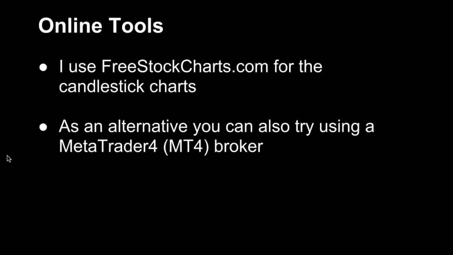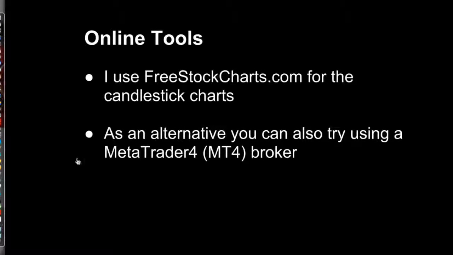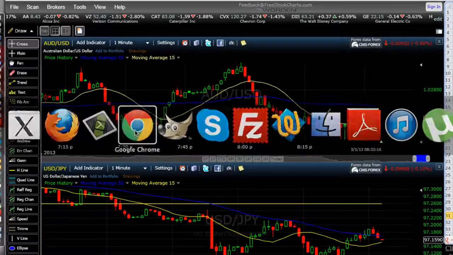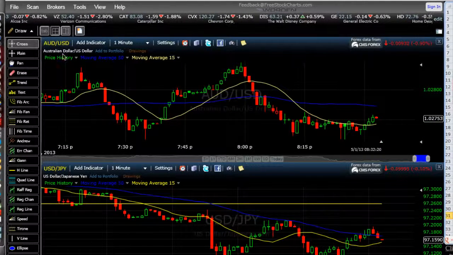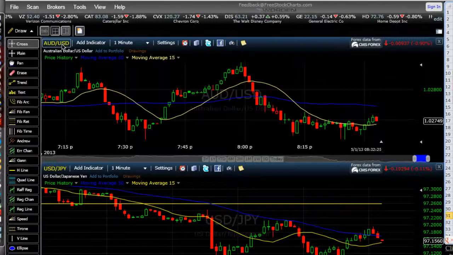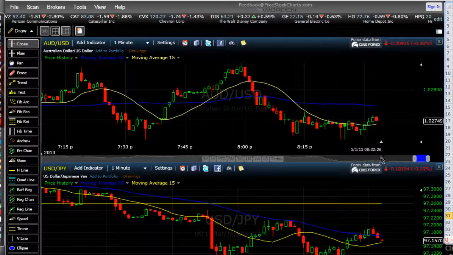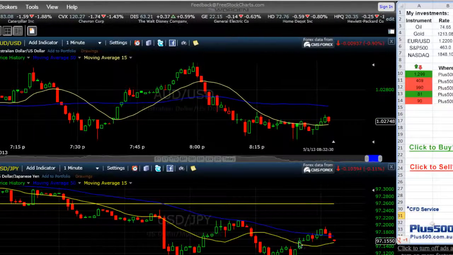I use freestockcharts.com for the candlestick charts, which I'll just bring up here. So freestockcharts.com. Right here I've got the AUD USD charts in the top window and the USD Japanese currency pair in the bottom window.